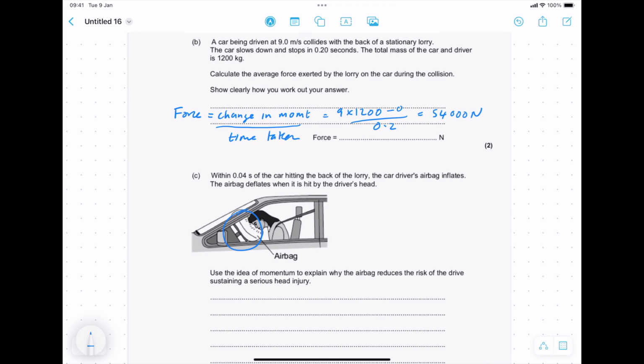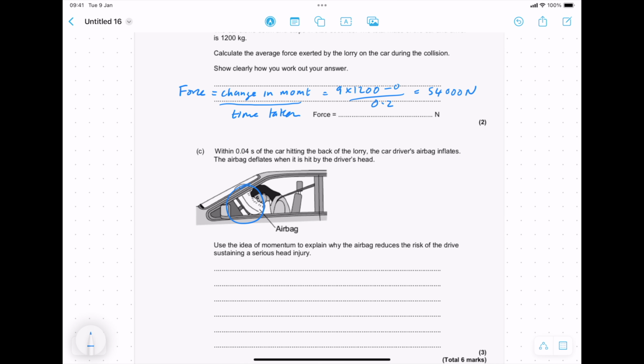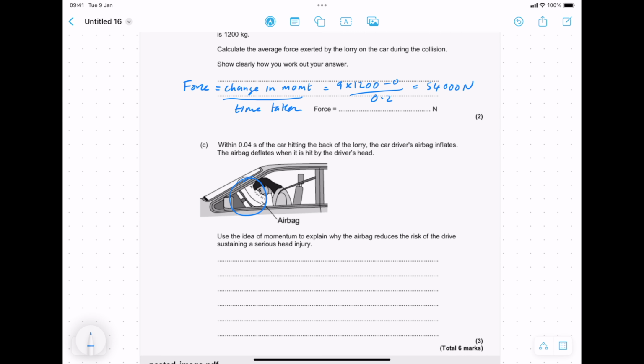Well, the way we explain this is to think about this formula again. F equals the change in momentum over the time taken. The way that this works, in the same way that seat belts and crumple zones work, is they reduce the force experienced by the person by increasing the time over which the change in momentum takes place. It says within 0.04 seconds of the car hitting the back of the lorry, the airbag inflates, and it deflates when it's hit by the driver's head. So as soon as that person's head hits the bag, it slowly begins to deflate.